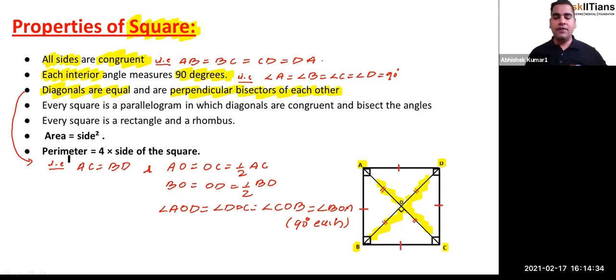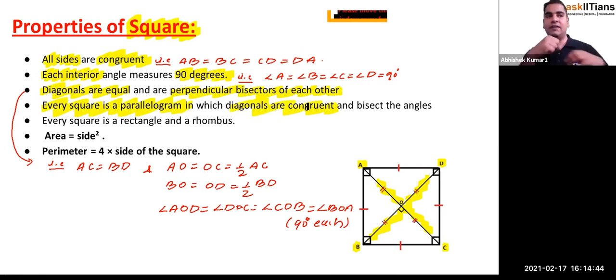What's the next property we have? Next is every square is a parallelogram. I told you we are discussing a special type of parallelogram in which the diagonals are congruent. That means you take a parallelogram, and if in that parallelogram the diagonals have the same length, meaning they are congruent, and they bisect the angles.